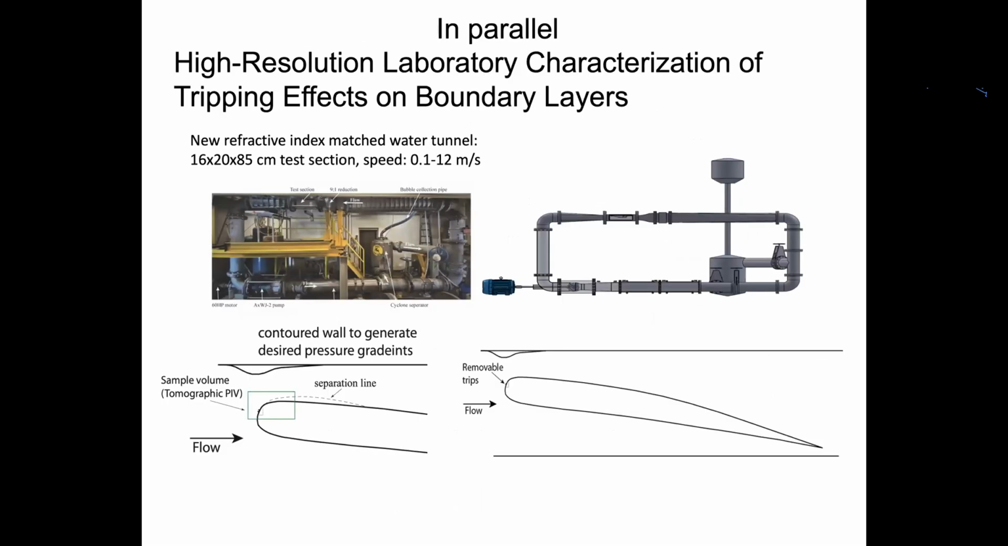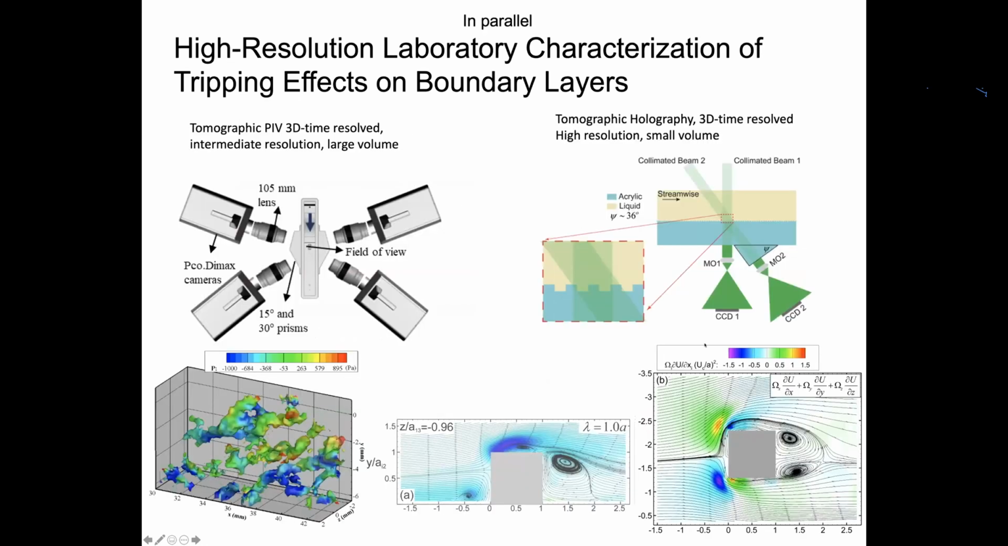I just want to mention that in parallel, in our water tunnel, we are going to create a flow domain with a pressure field that simulates the near field of a model like this, and we're going to install tripwires, and perform high resolution measurements of the flow upstream and downstream of the tripwires in order to resolve it. This is going to be in a new refractive index matched water tunnel. We're going to create the proper pressure gradients that will simulate the front of the model at a certain selected angle. We are going to use either tomographic PIV or holographic PIV depending on application, but the idea is to fully resolve the 3D flow.